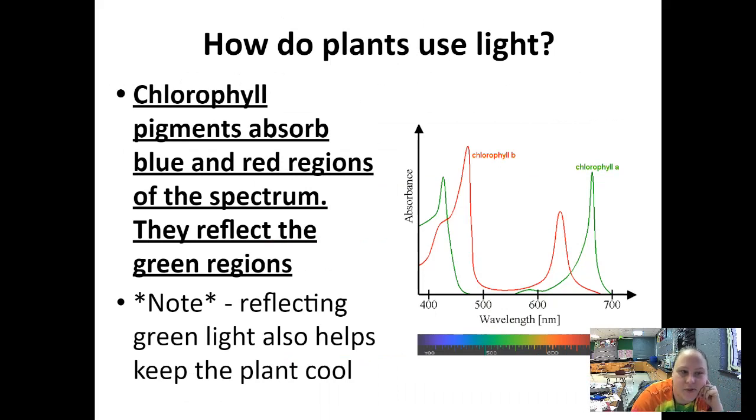How do plants use light? Chlorophyll pigments absorb the blue and red regions of the spectrum. They reflect the green regions. So reflecting green light also helps keep the plant cool, because it can't regulate its temperature like we do, so that helps cool it down.